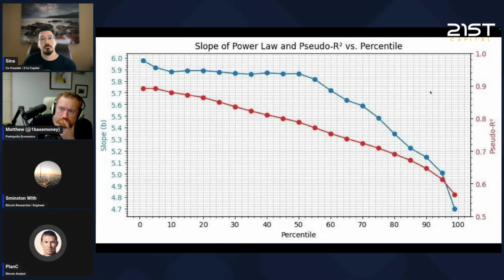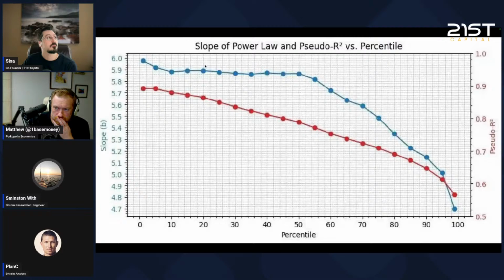And the pseudo R squared, look at the pseudo R squared. See how it's basically between the 0 percentile up to the 50, it's basically straight across. So it fits the data set extremely well. And then after the 50th percentile, almost exactly, is when we start to fall off, which is quite interesting. The slope itself really starts to fall off above the 50th percentile.